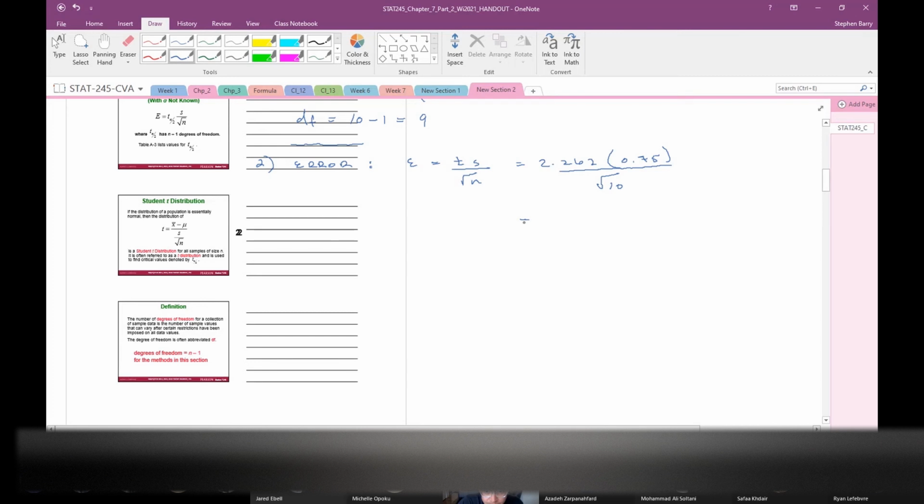All right. Calculator time, 2.262 times 0.75 divided by the square root of 10. So here my error is 0.5365.